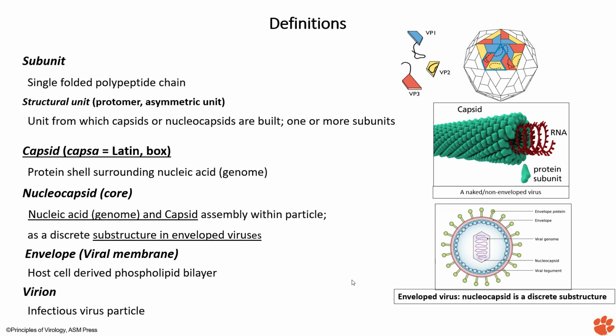Now, a virus as simple as a parvovirus can be built with just one protein, or it could be many proteins, but there are some rules we are going to talk about. So the second one is the structural unit. Also, we call this a protomer or a symmetric unit. So definitely remember that. This is the unit from which the capsids are made. The box is basically made from it, and this will comprise one or more subunits.